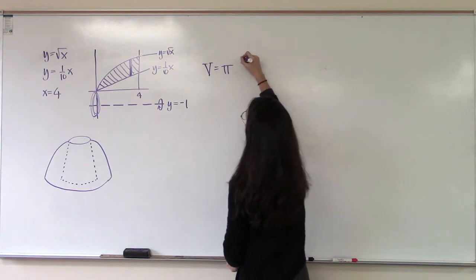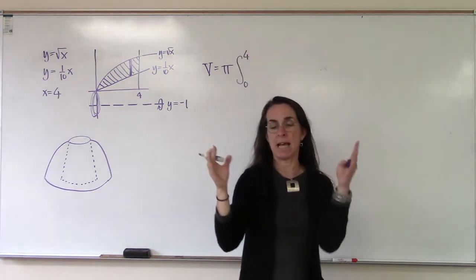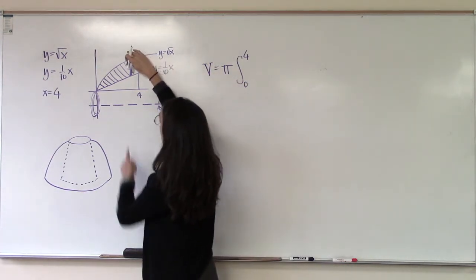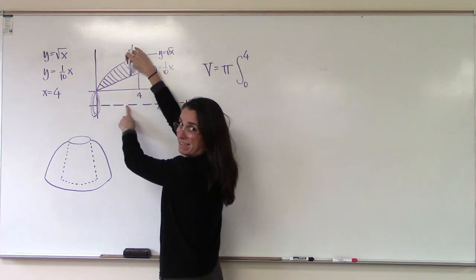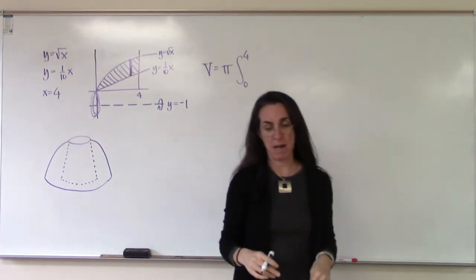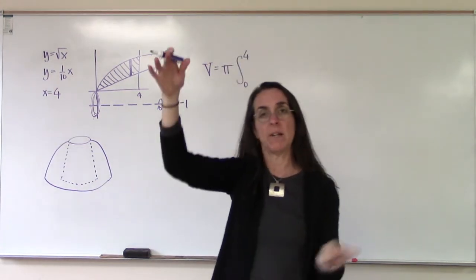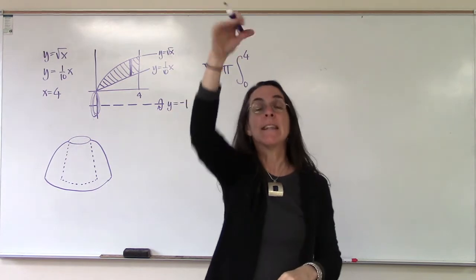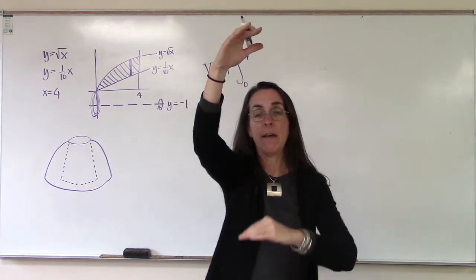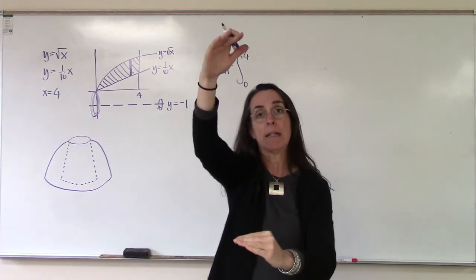So still going to multiply by pi, still going to continue this from x is 0 up to x is equal to 4. The outside radius now goes from here to here. So how far is it from here to here? Well, here's a thing that you can always use to determine the distance between this curve up here and this curve down here. You take this one and you subtract this one. Always, right? The bigger thing subtract the smaller thing gives you the distance between those two things, right?